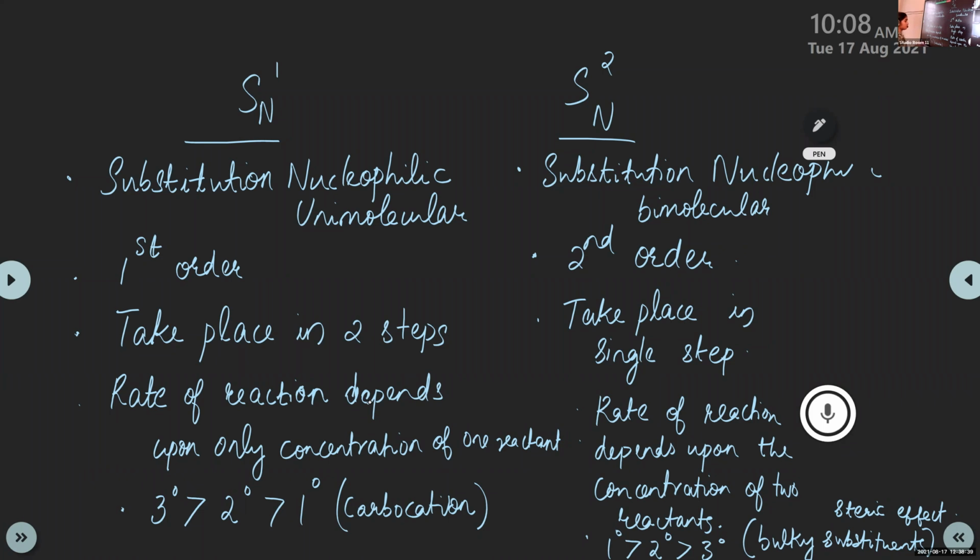Then what about the order of primary, secondary, and tertiary in the SN1 reaction? Tertiary is greater than secondary, greater than primary. Then what about SN2? Primary is greater than secondary, greater than tertiary. In the SN1 mechanism, this order is due to the stability of carbocation, and in SN2, it is due to the presence of bulky substituents. In the case of tertiary, there will be lesser reactivity.